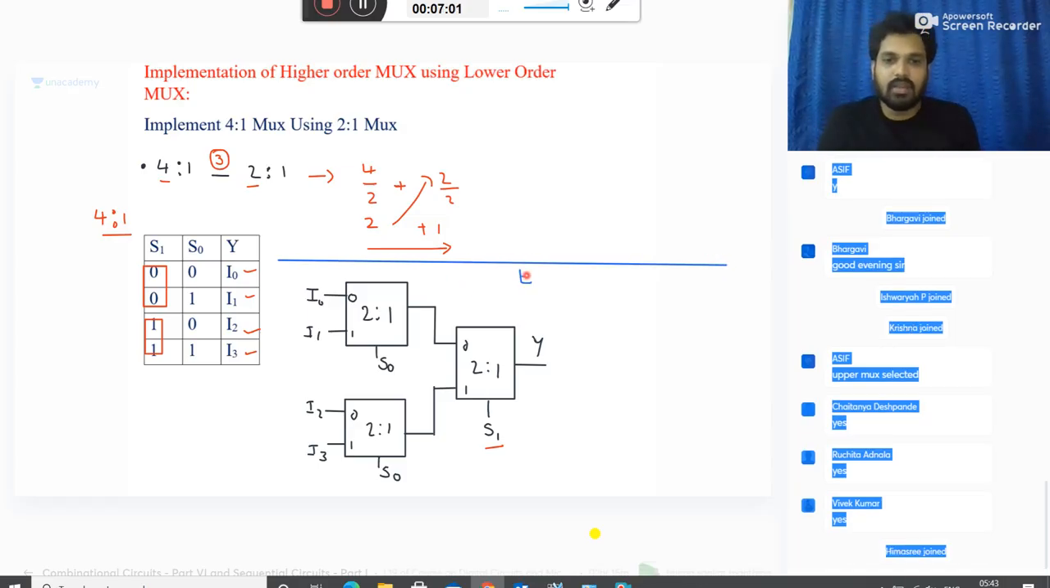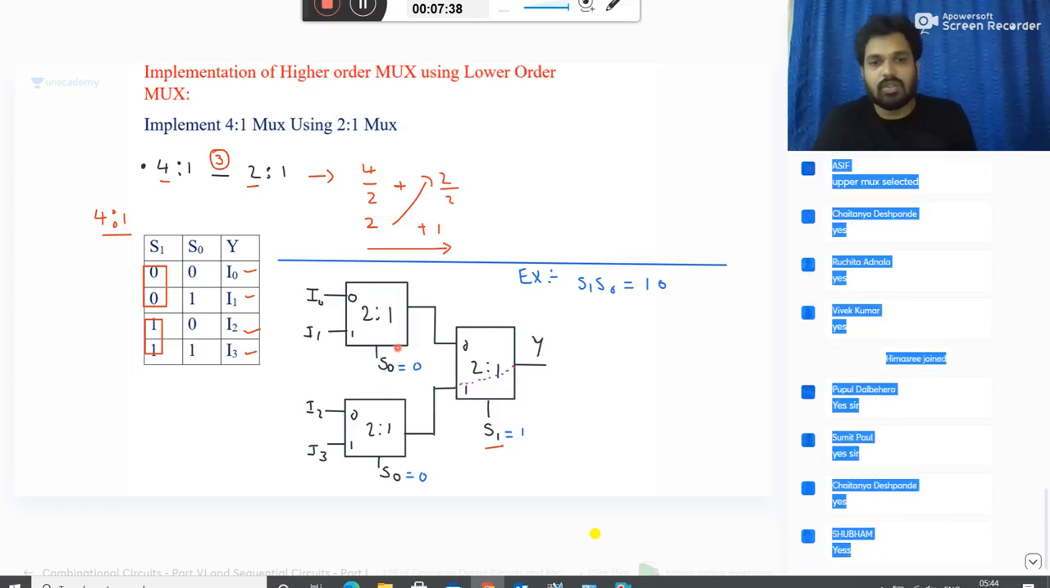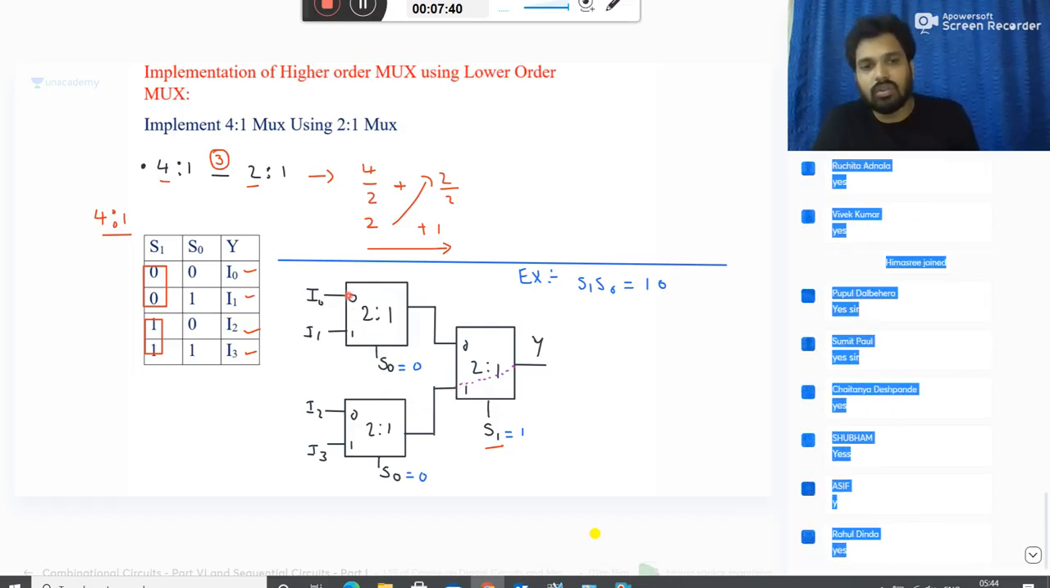Let me take, for example, S1, S0 as any random input I am giving. Let's assume S1 is 1, S0 is 0. Now listen, what happens, you understand. When S1 is 1, your output is connected to this one. You accepted or not? Very good. Now, when S0 is 0, this is connected here.